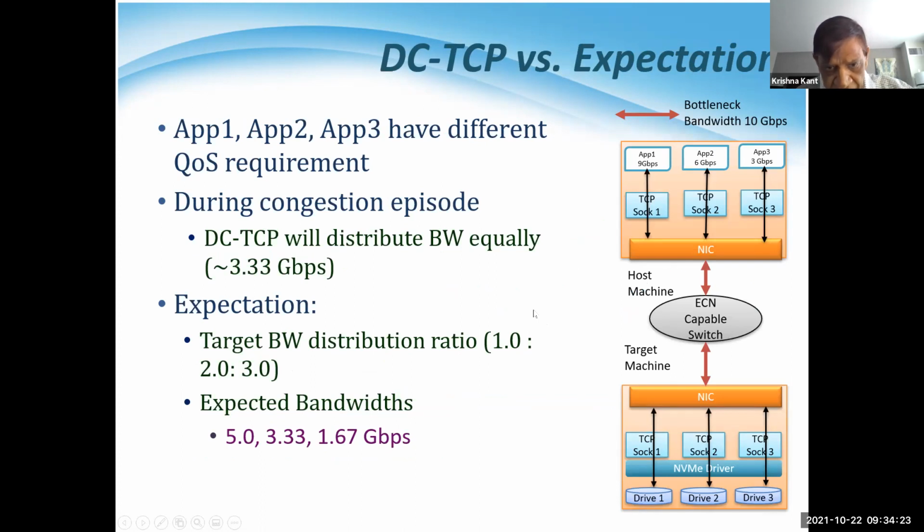So obviously the problem is that with both of these protocols, if you had, for example, 10 gigabit bandwidth, and you had 3 applications with different QoS requirements, they will get equal bandwidth. They will get 3.33 gigabits per second, whereas your target might be to divide up the bandwidth in the ratio 1:2:3, something like this, but that wouldn't be possible.